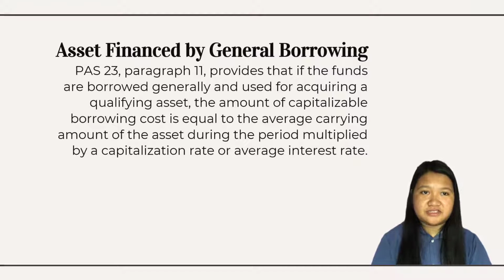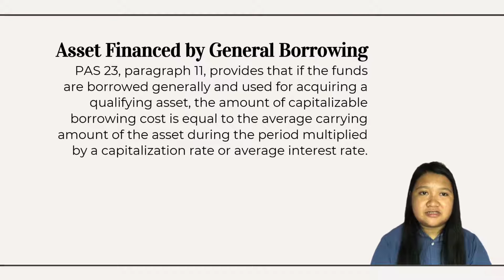Asset financed by general borrowing. PAS 23 paragraph 11 provides that if the funds are borrowed generally and used for acquiring a qualifying asset, the amount of capitalizable borrowing cost is equal to the average carrying amount of the asset during the period multiplied by a capitalization rate or average interest rate. However, the capitalizable borrowing cost shall not exceed the actual interest incurred.